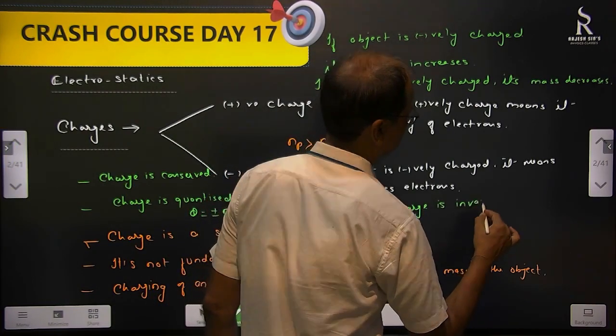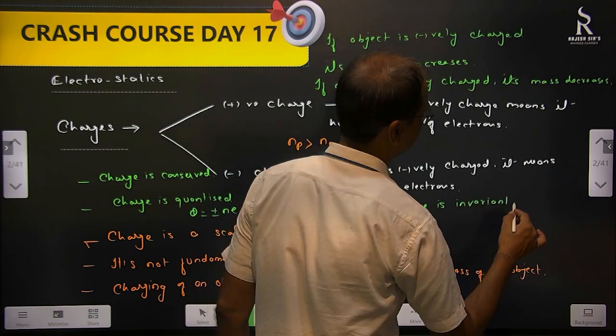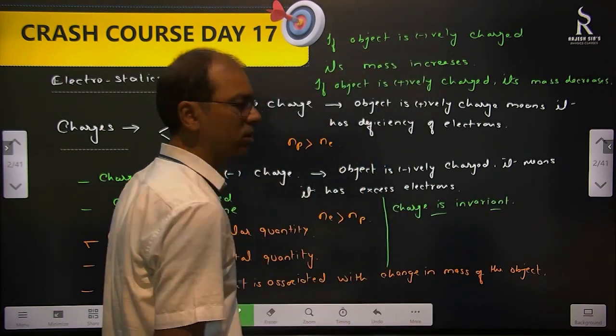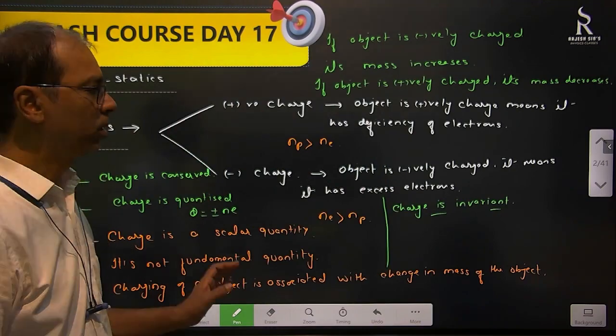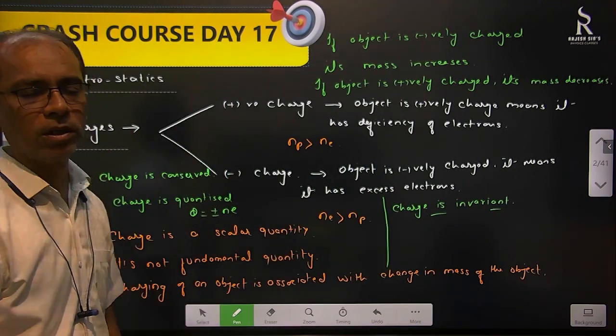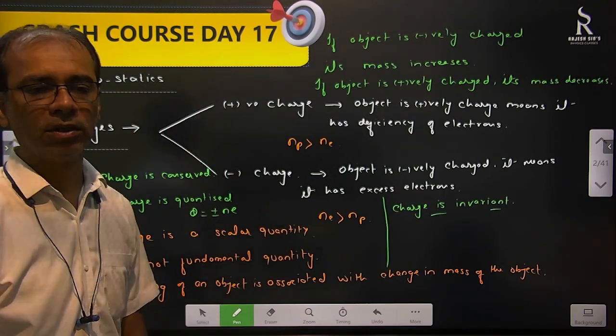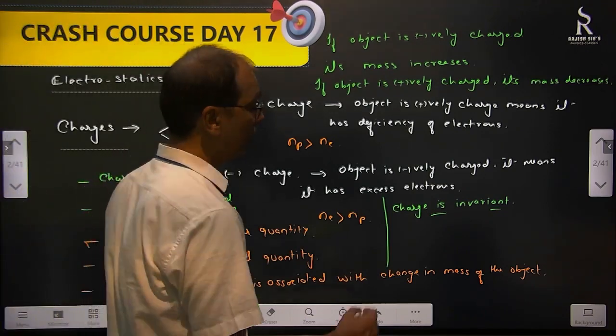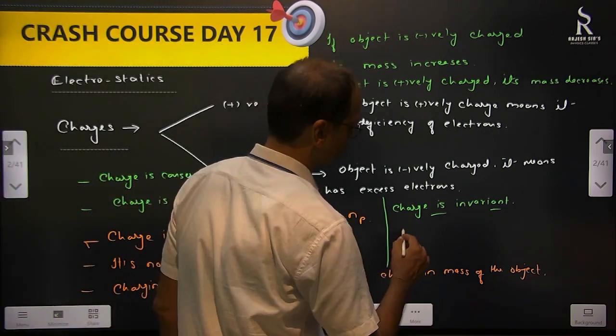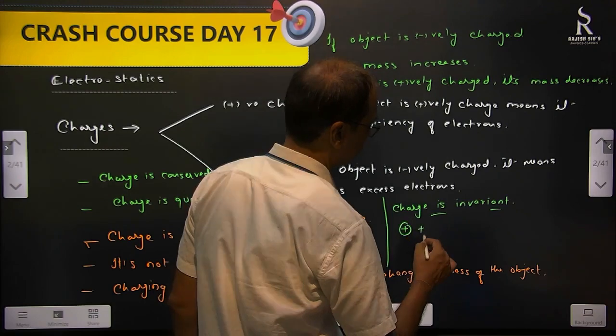That means charge does not change with speed. Positive charges repel each other. Positive and negative charges attract each other. Negative charges also repel each other. So positive charges repel.